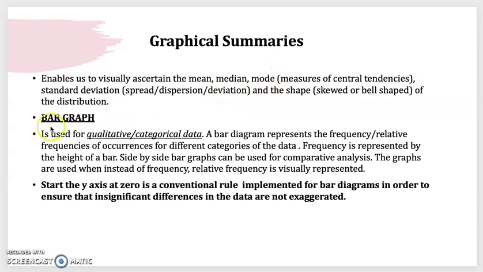So the first one, let's introduce the bar graph. The bar graph is used for quantitative and categoric data. A bar graph represents the frequency and the relative frequency of the occurrence for different categories of the data. The frequency is represented by the height of the bar. A side-by-side bar graph can be used for comparative analysis. So let's see an example.